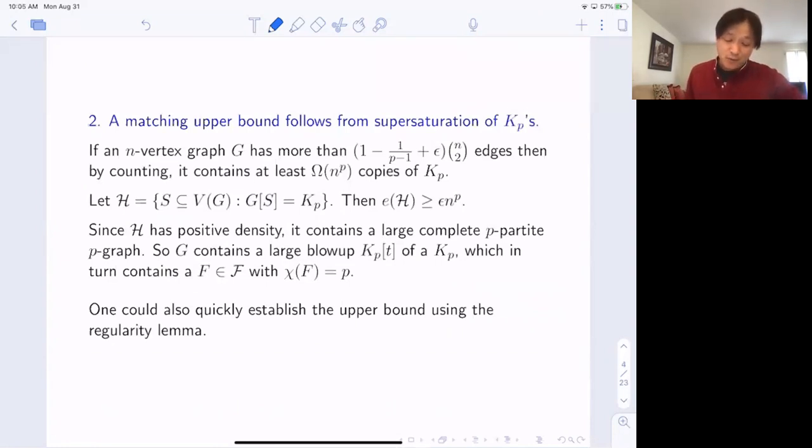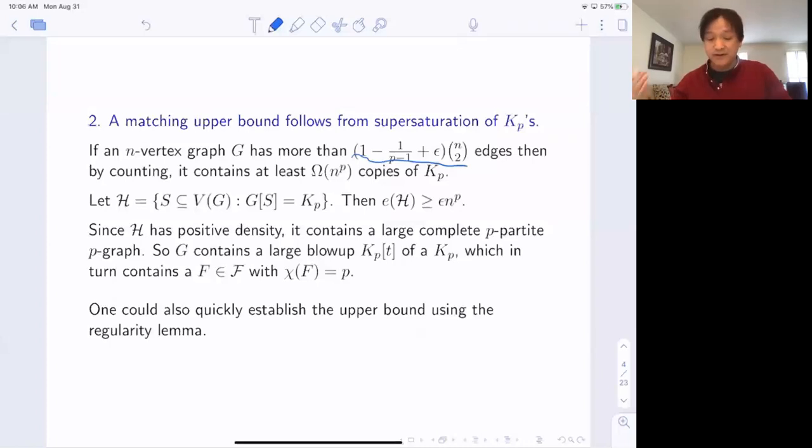Here, I would like to point out that, to me, a more natural proof is to use the supersaturation of K_p's. Namely, if you have an n-vertex graph that has just slightly more edges than the (p minus 1)-partite Turán graph, so you have this plus epsilon fraction more, then just by simple counting, you can show that there are Omega(n^p) copies of K_p.